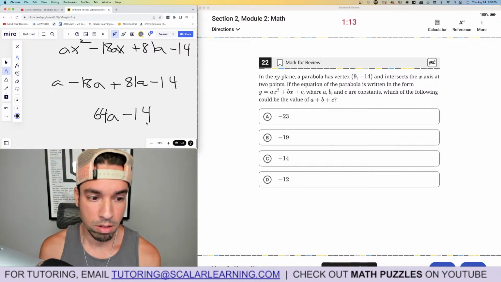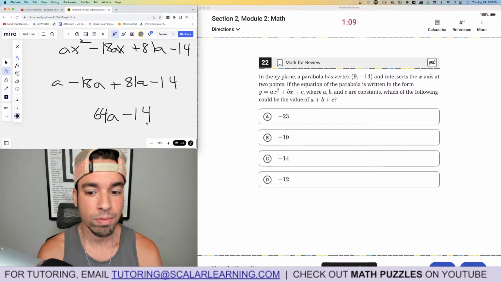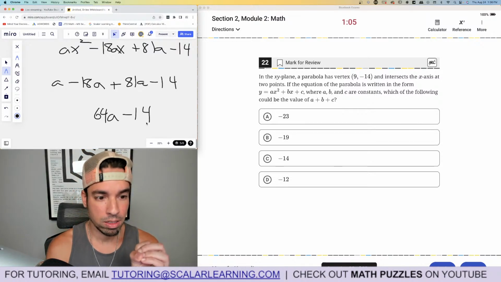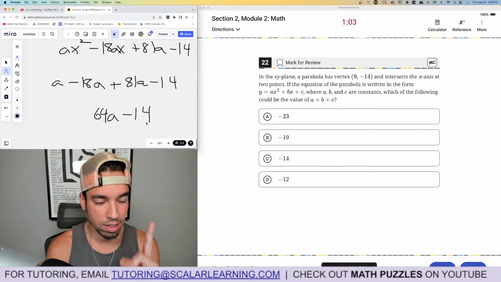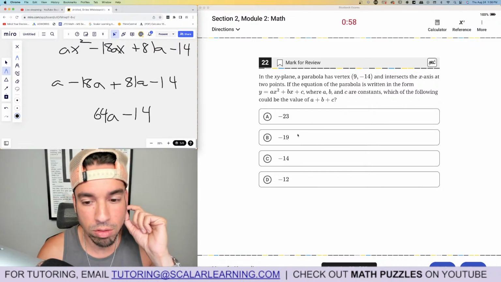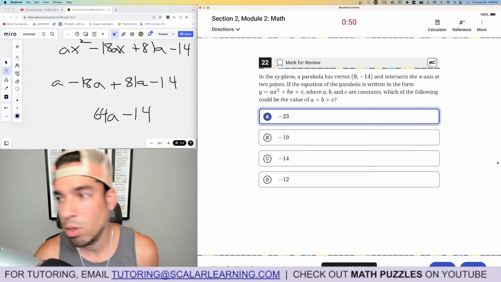Wait a minute. Oh, but it could be a fraction. So if a is positive, this can't be negative 14. This can't be negative 12. So it's one of these two. It's negative 23 or negative 19. Okay. And it intersects it at 2 points. So it's one of these two. It's probably negative 23. Okay, I know a way to test this.